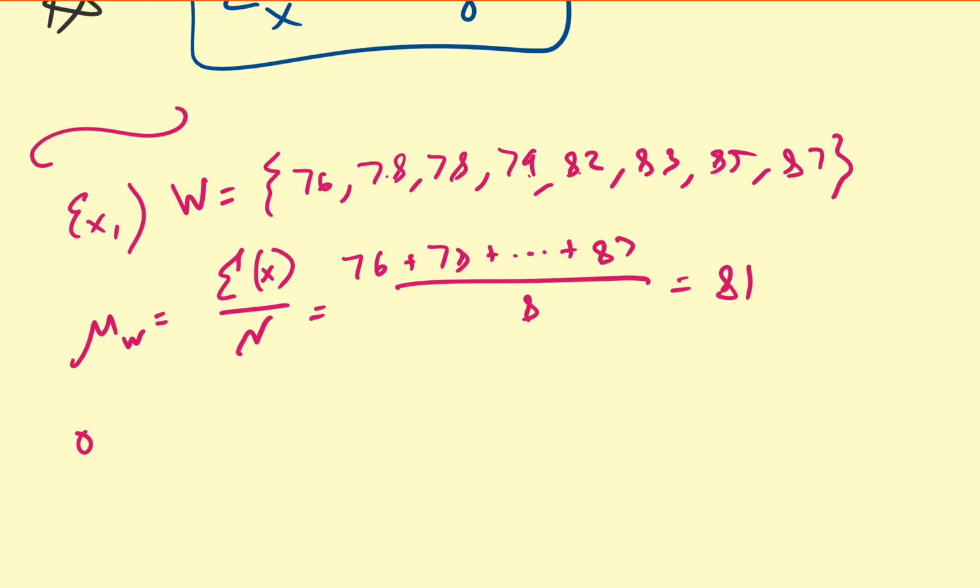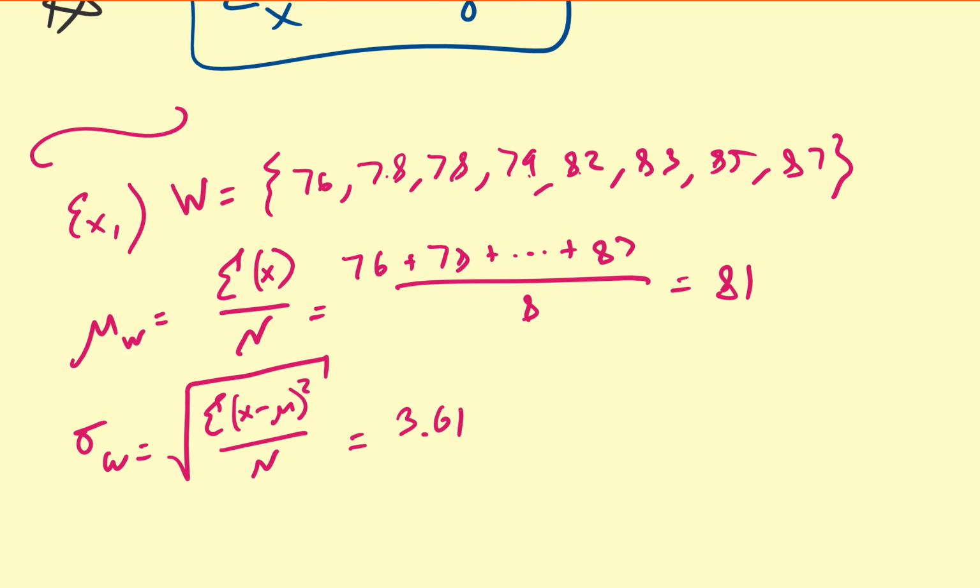My standard deviation of my weights, recall, is going to be the square root of the variance. So the variance is equal to the sum of x minus mu squared divided by n. So that's going to come out to 3.61.